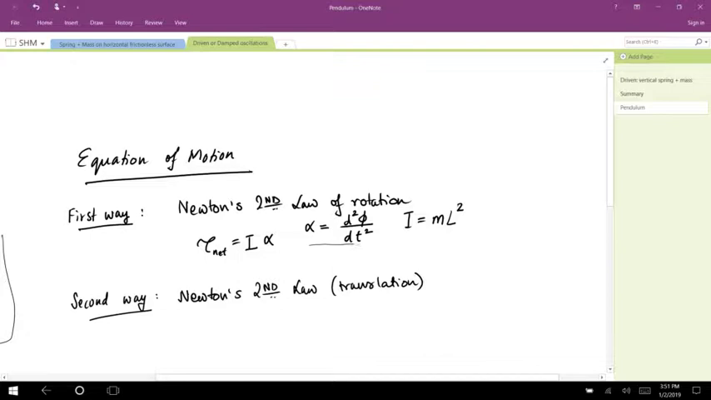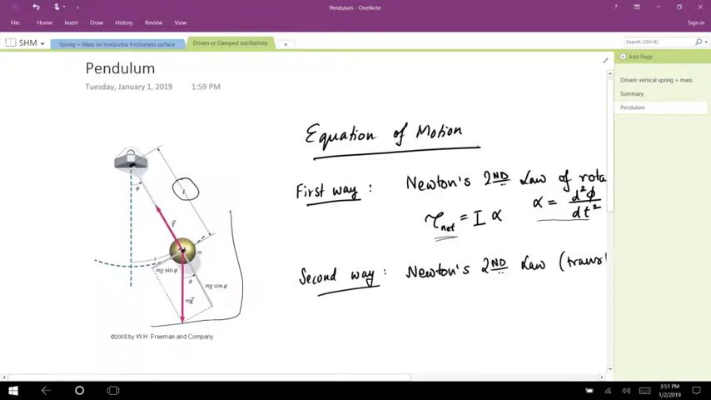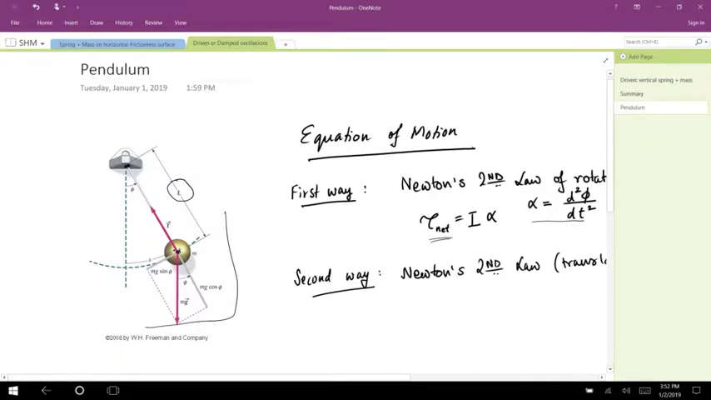So now we have alpha and I, and we need to know the net torque. Well, let's go back to our free body diagram. There are different forces. There's the gravity force, there's the tension force, but if you notice, the tension force is passing directly through the point of rotation, so this tension is probably not causing a torque. Similarly, the component of gravity that is parallel to the string is also not causing any torque, this mg cosine phi. The only leftover force is mg sine phi.